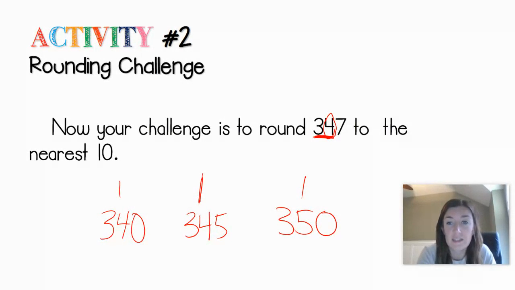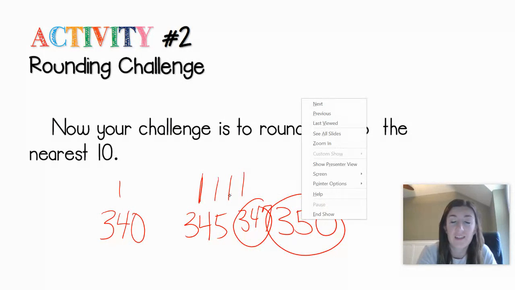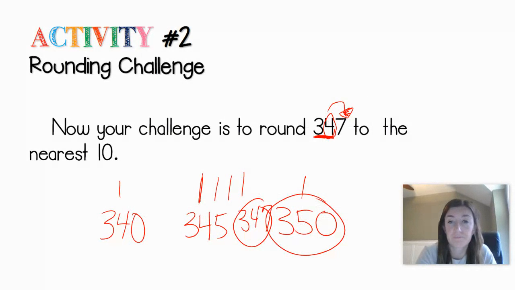Now, since there's that 7 there, that's going to tell me that we're going to round it up. And so instead of 340, we're going to round it up to 350. 347 would be right here on our number line, and that is closer to 350 than it is 340.